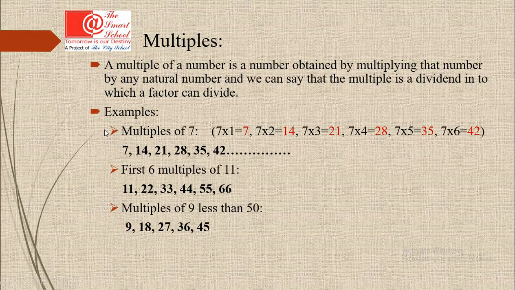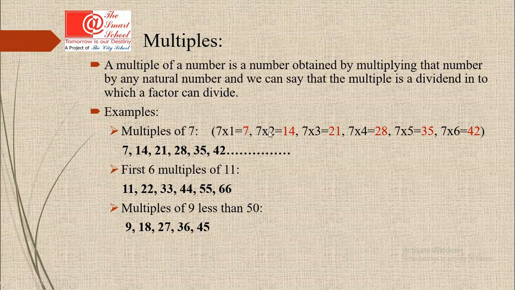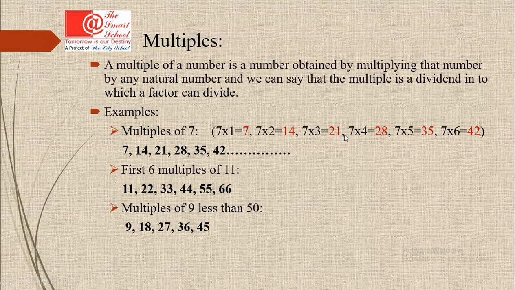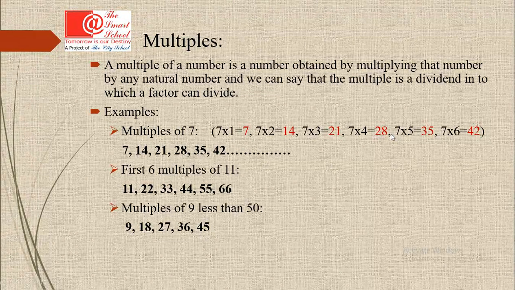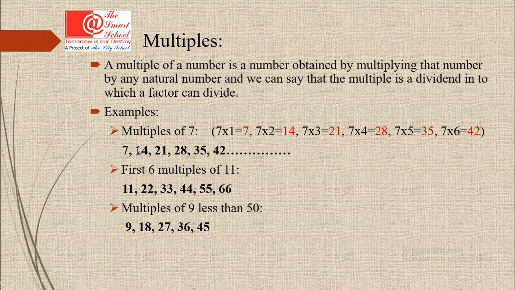Examples: multiples of 7 are 7 multiplied by 1 is 7, 7 multiplied by 2 is 14, 7 multiplied by 3 is 21 and 7 multiplied by 4 is 28, 7 by 5 is 35 and 7 multiplied by 6 is 42. So the multiples of 7 are 7, 14, 21, 28, 35 and 42 onwards.